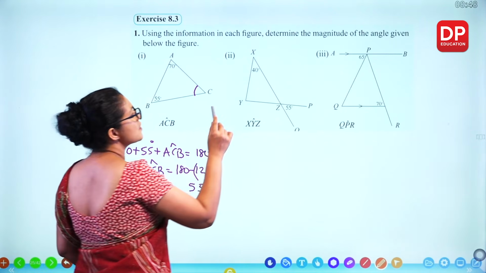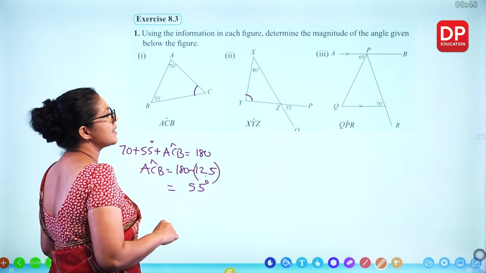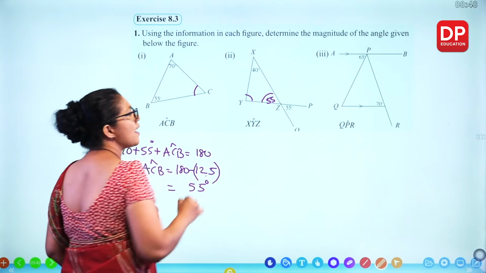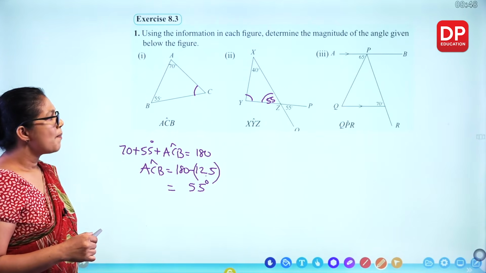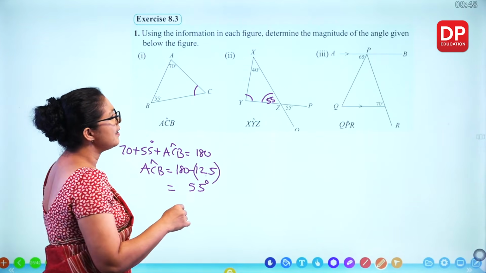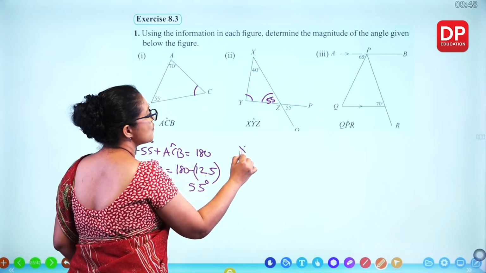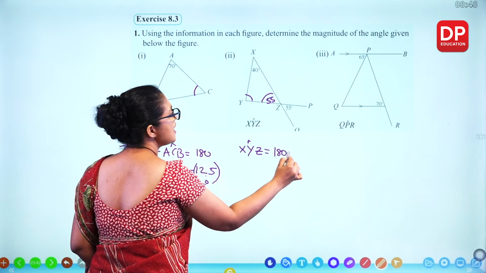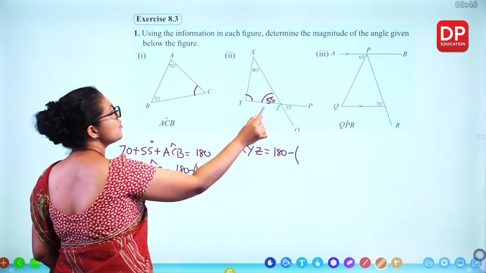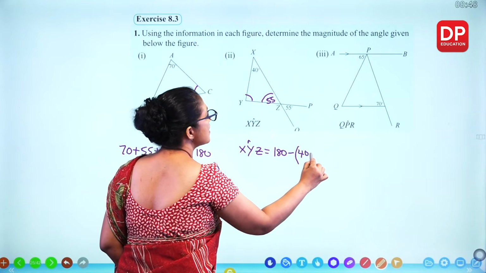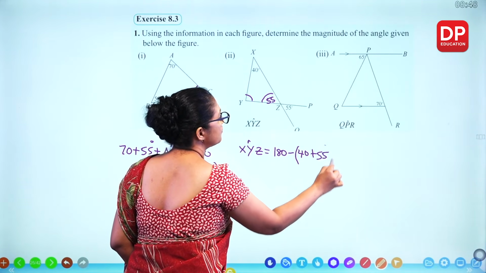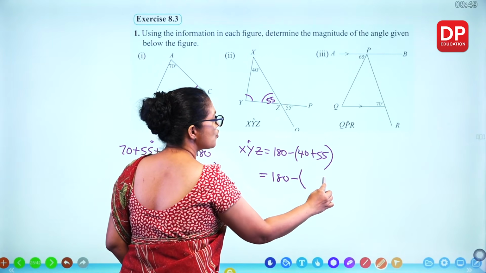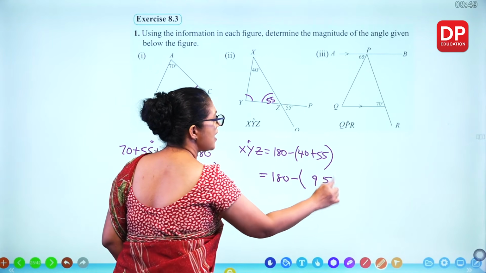XYZ. XYZ means you want this angle. But we know if this is 55, this is also 55. Vertically opposite angles. Then we can write XYZ angle is what? 180 minus the sum of these two angles. So 40 plus 55. 180 minus, add these two together, 5 and 9, 95.